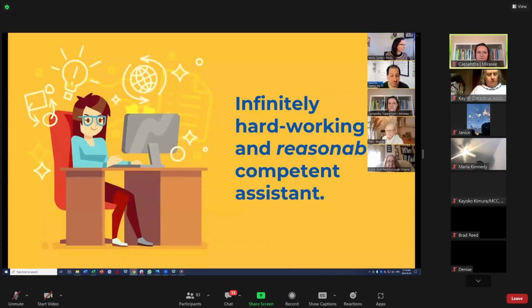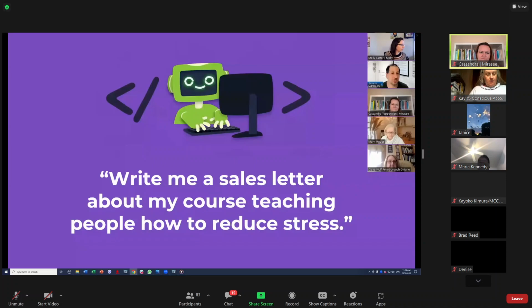Now, the most important key to creating a good prompt is to be specific about what you're asking for. The more specific your instructions, the better the results are likely to be. Compare, for example, this prompt: write me a sales letter about my course teaching people how to reduce stress. Pretty generic, you'll get something kind of, sort of, okay, maybe passable, with a more detailed and precise prompt.